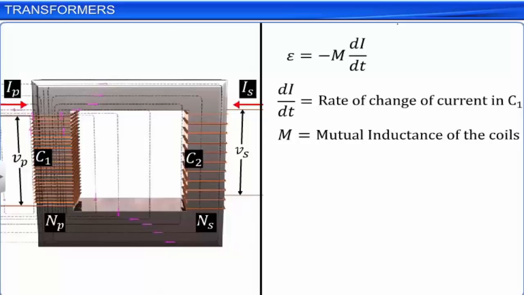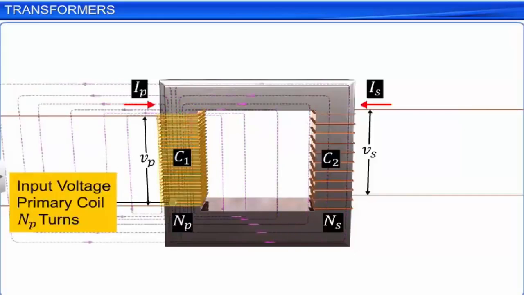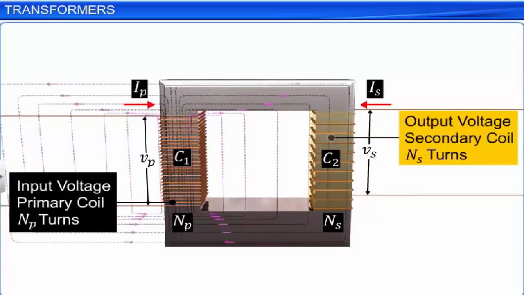The coil C1, at which input voltage is applied, is called the primary coil, and the coil C2, at which output voltage is obtained, is called the secondary coil. Let the number of turns in these coils be NP and NS respectively.